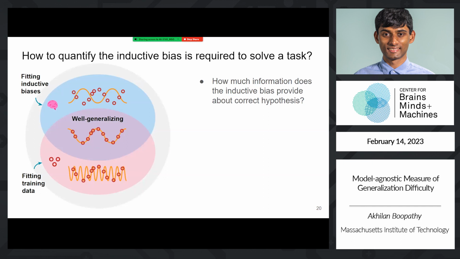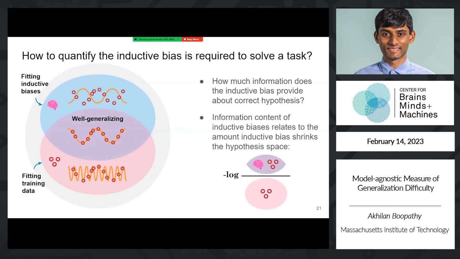So the specific question we're going to try and answer here is, how can we actually quantify inductive bias? And we're going to ask an information theoretic question. How much information does the inductive bias provide about the correct hypothesis? And it turns out there's a nice information theoretic answer to this question. The information content in the inductive bias is just related to the amount by which the inductive bias shrinks the hypothesis space. So the expression for this information content is here. It's negative log of some fraction. The denominator of the fraction is the volume of the full set of hypotheses that fits the training data. And the numerator here is the fraction of hypotheses that generalizes well.